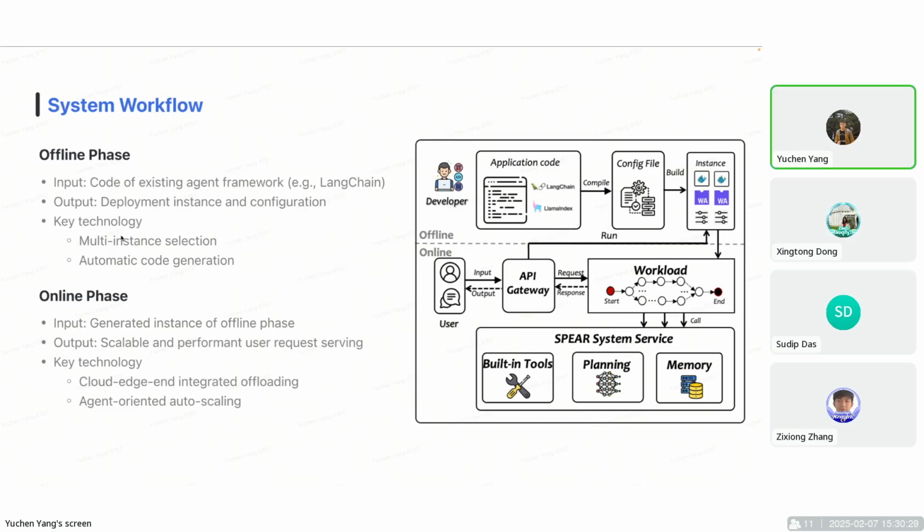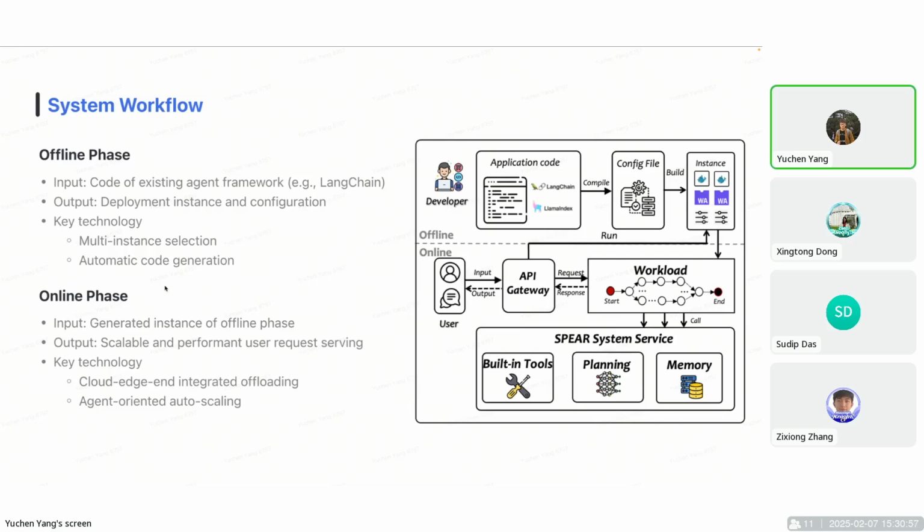The second technology is automatic code generation. This technology transforms the application code into an executable form. This includes code changes and transformations that prepare the code for deployment. So basically, the first phase is just writing the code, compile, and build.